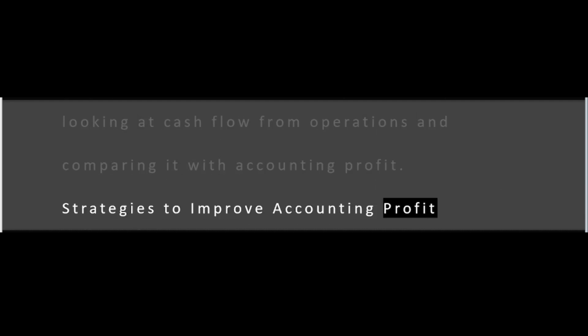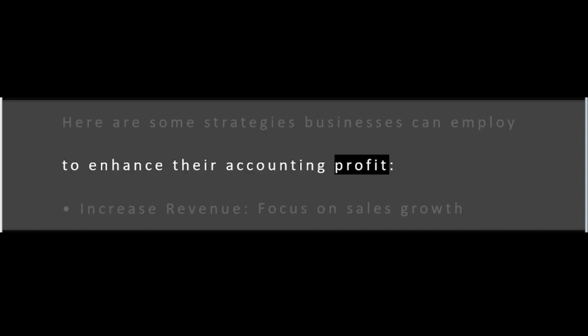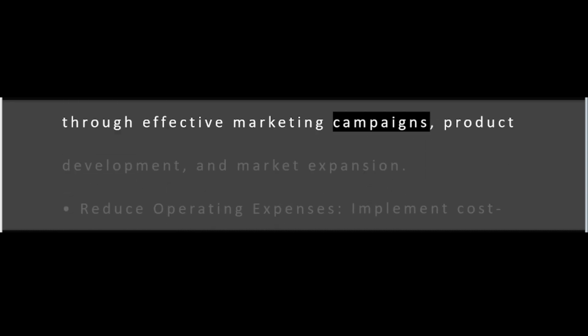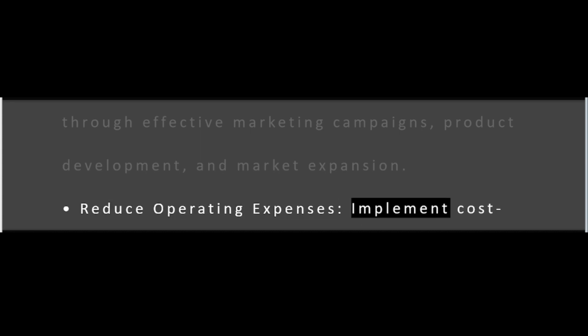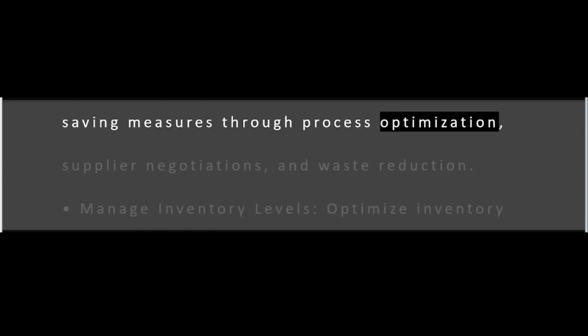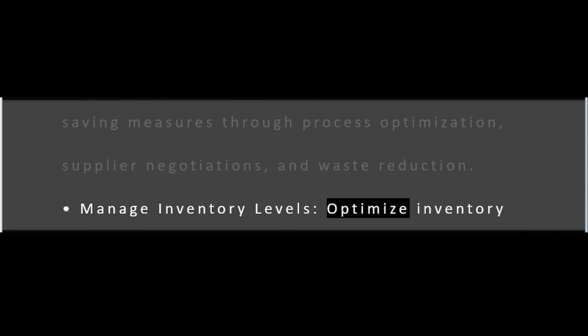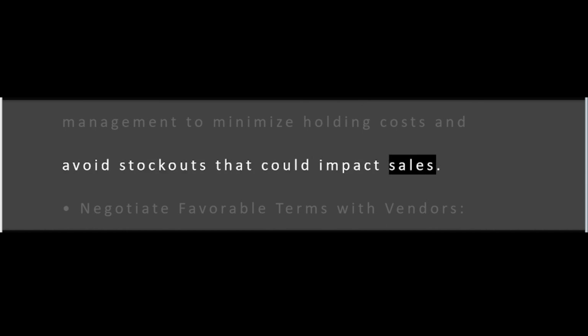Strategies to improve accounting profit. Here are some strategies businesses can employ to enhance their accounting profit. Increase revenue. Focus on sales growth through effective marketing campaigns, product development, and market expansion. Reduce operating expenses. Implement cost-saving measures through process optimization, supplier negotiations, and waste reduction. Manage inventory levels. Optimize inventory management to minimize holding costs and avoid stockouts that could impact sales.